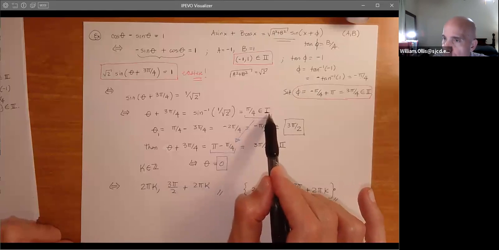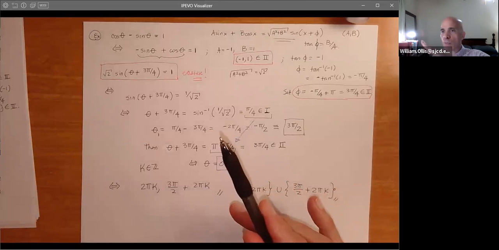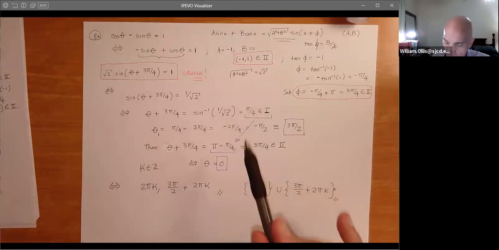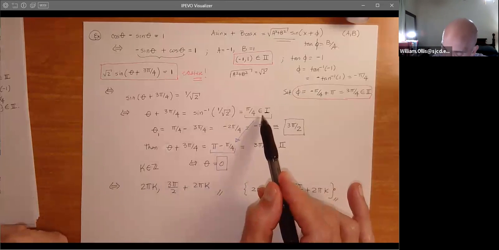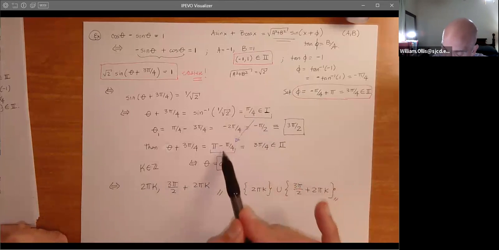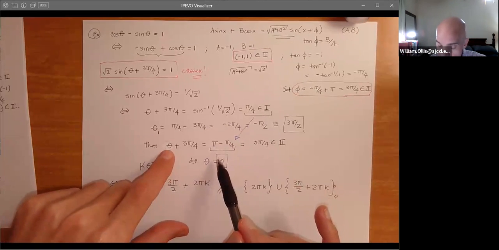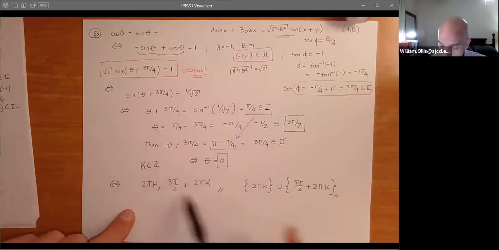And then to apply Professor Ron's lemma, we know we also have a solution right over in the second quadrant. So we apply Professor Ron's lemma by subtracting this from pi to get the second quadrant, and that allows us to solve for theta, theta 0, and there we have it.